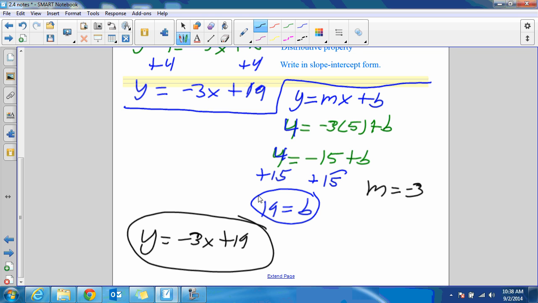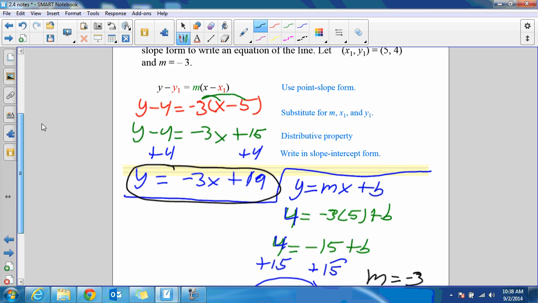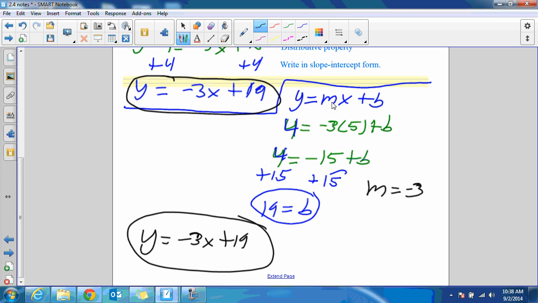Either way works. Whatever one you feel more comfortable doing, do it. I think the top way is quicker because you don't have to rewrite it. But a lot of people don't remember that formula. They only remember y equals mx plus b. So whatever way is easiest for you, just practice, get good at that, and then make sure you can do it.